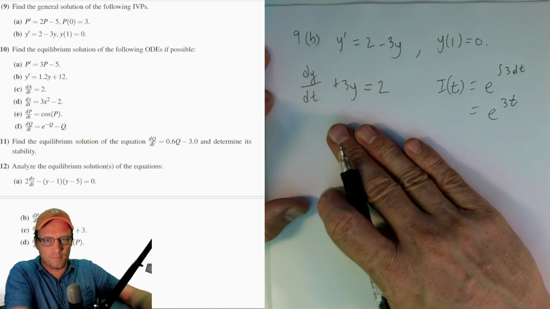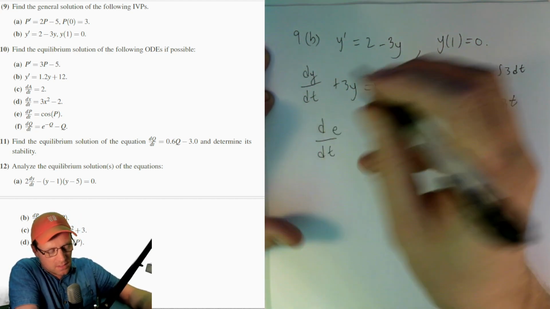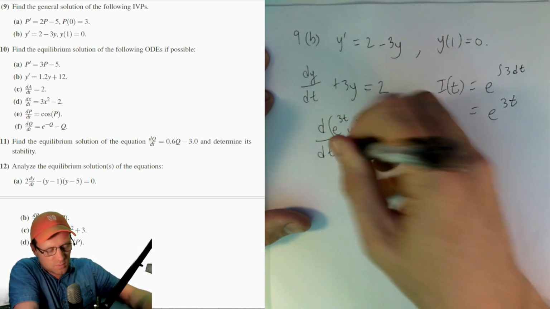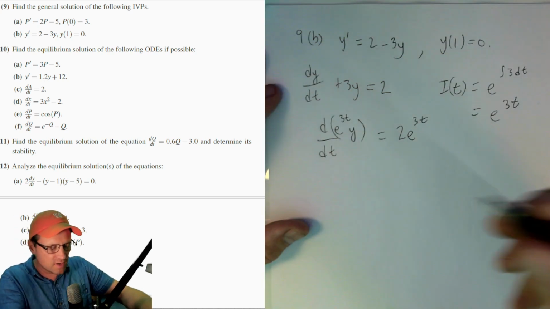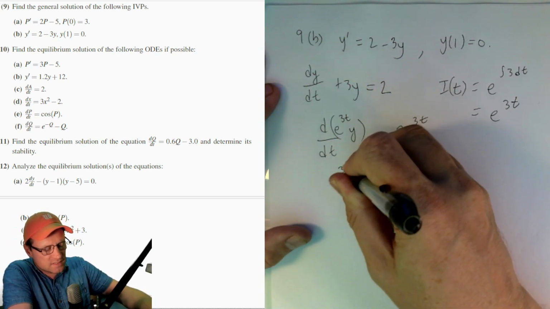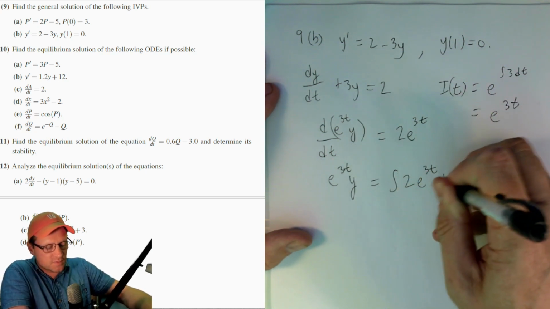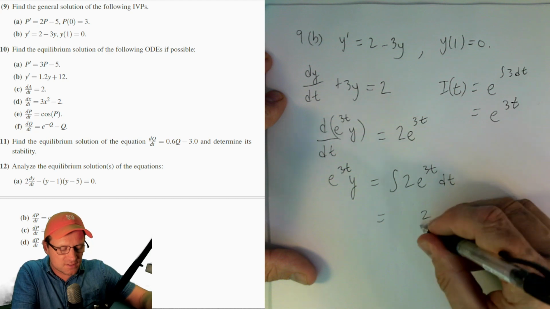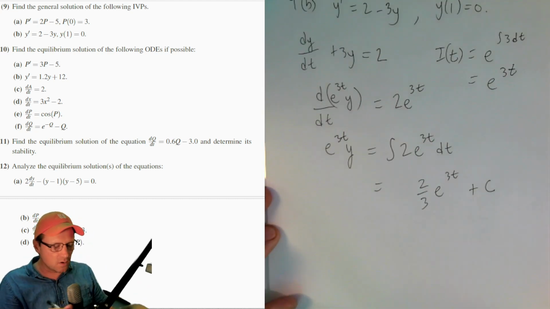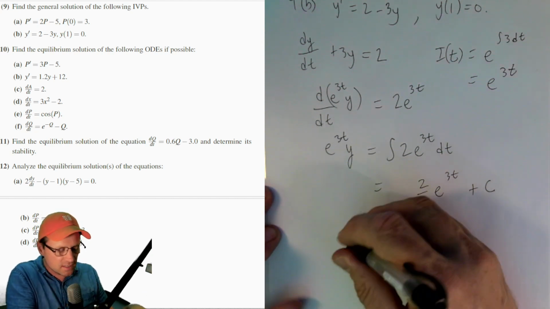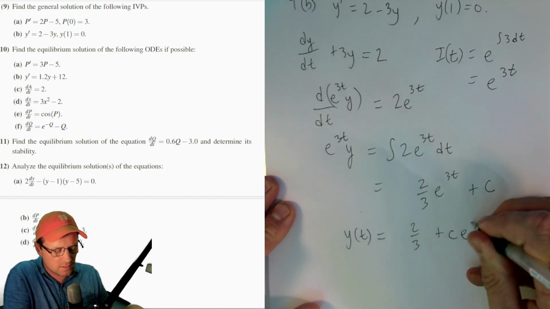So multiplying throughout by e to the 3t, the left-hand side will pack up using the product rule as the product of the integrating factor times y. And on the right-hand side, we have 2 times the integrating factor. Okay, and so now integrating both sides, e to the 3t times y is the integral of 2 e to the 3t with respect to t. And so this integral is 2/3 e to the 3t and then plus a constant c. Okay, so now dividing throughout by e to the 3t, we have y as a function of t is 2/3 plus c e to the minus 3t.